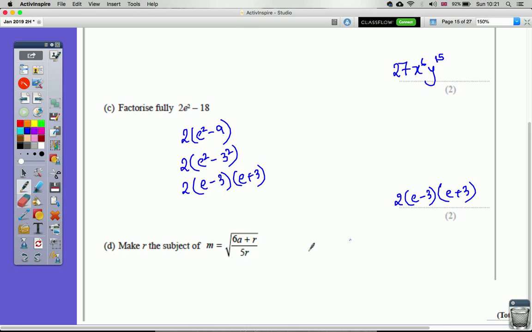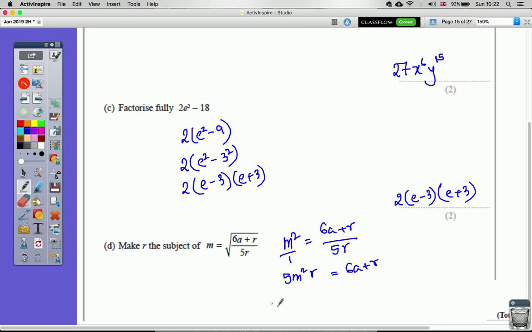The last question: we need to make r the subject of the formula. I am going to first square both sides to remove the square root. So I get m squared is (6a plus r) over 5r. Now we are going to do cross multiplication. m squared has a denominator of 1, so I multiply 5r by m squared. You get 5m squared r is equal to 6a plus r.